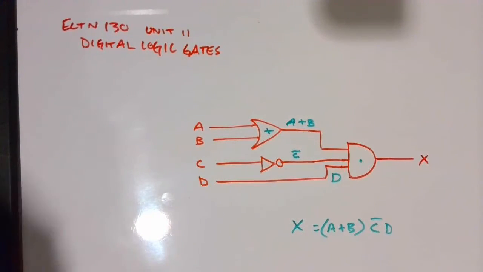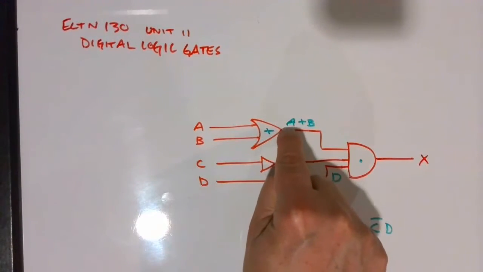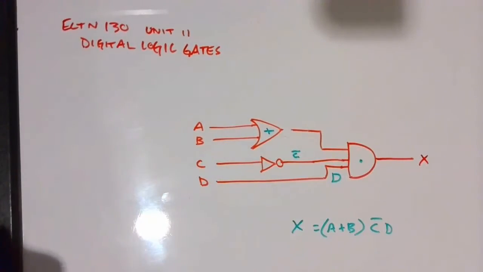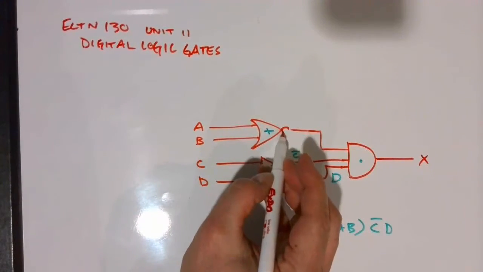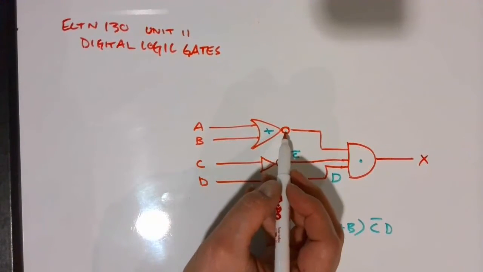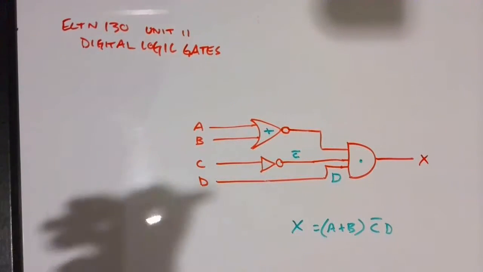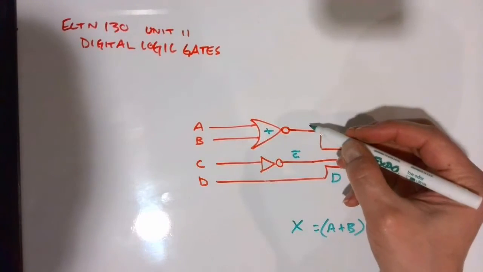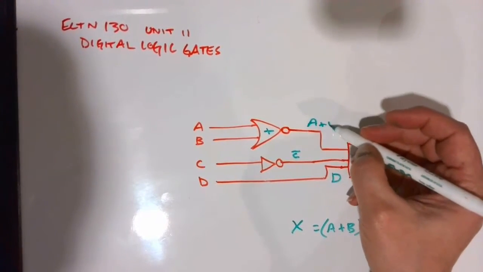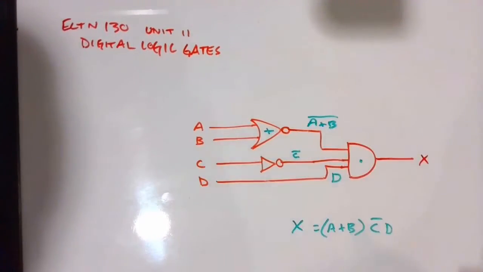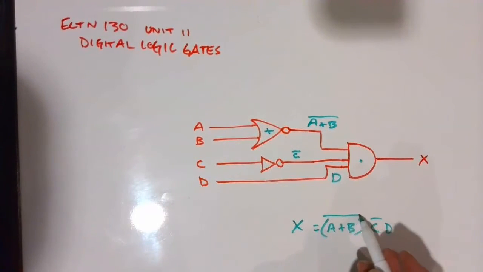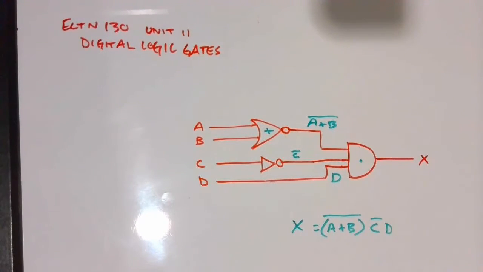Let's change this up a little bit. What if we complement the output right here? What if we have a bubble here? Now this gate is an OR gate, but if we invert the output, it is now called a NOR gate. So what would that change on our equation? Well, the output there would then be A or B naught, and then that would change that whole term to be complemented or inverted.